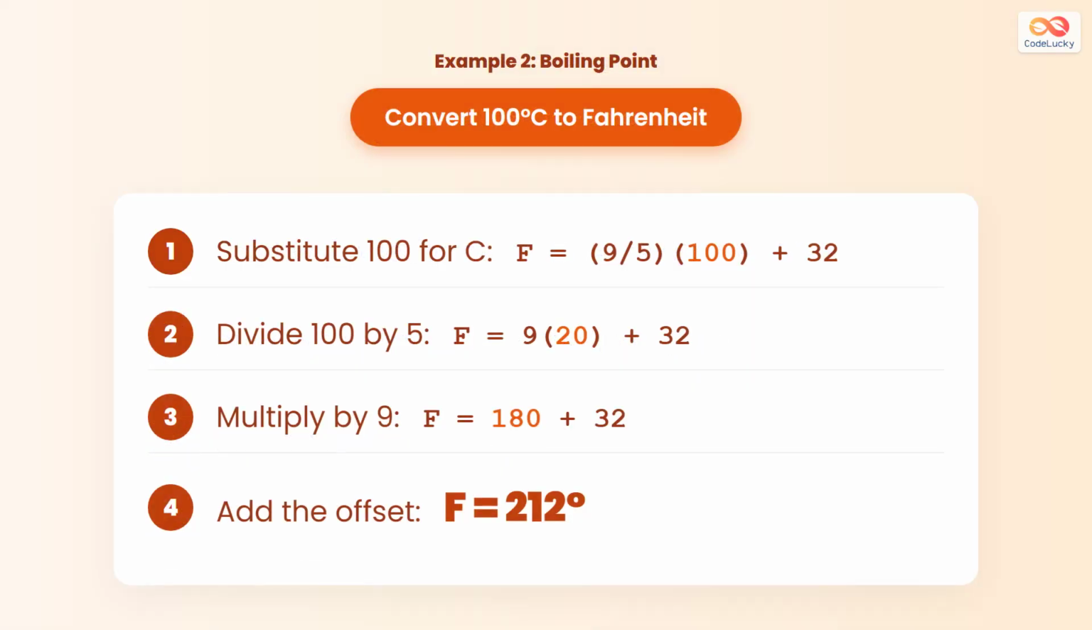Now let's try a harder one. Converting the boiling point, 100 degrees Celsius. We replace C with 100. First, we multiply 9/5 by 100. 100 divided by 5 is 20, and 9 times 20 is 180. Finally, add 32 to 180. The result is 212 degrees.